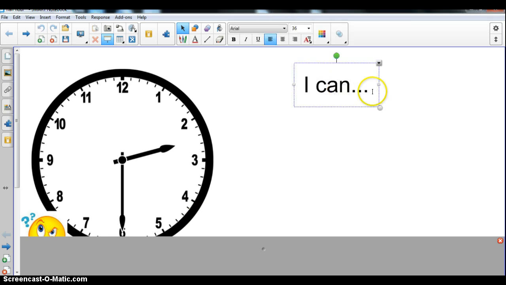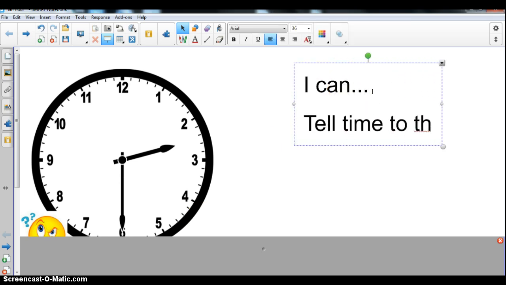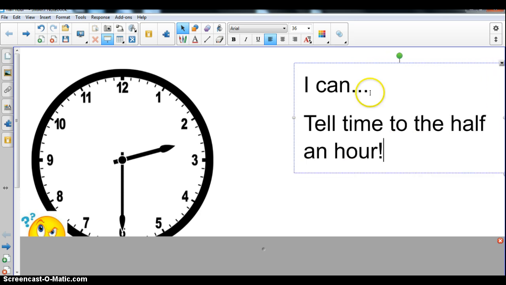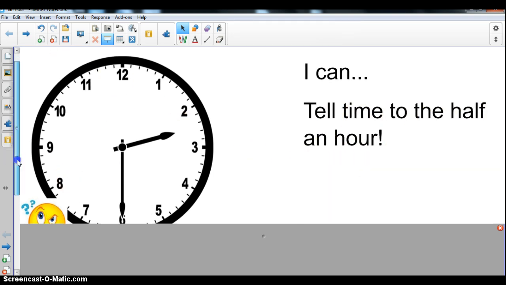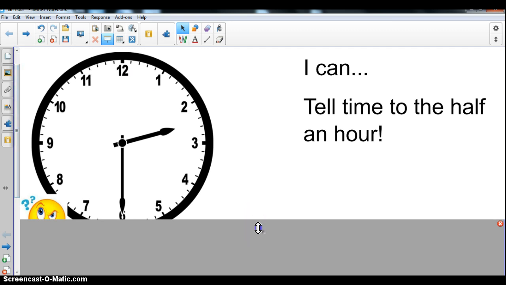So I can tell time to the half an hour. I want you to read that. I can tell time to the half an hour. So I want you to look at this clock, and I want you just to think about it.